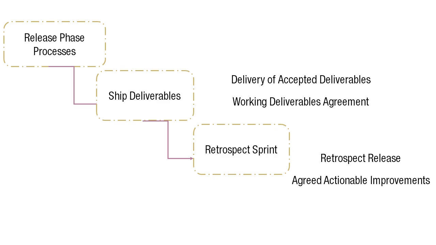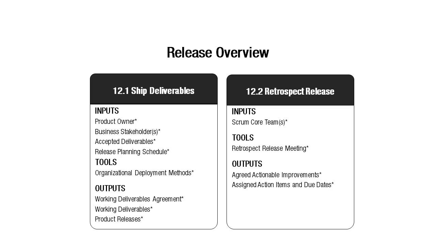The second process is retrospect release. In this process, which completes the project, organizational stakeholders and Scrum core team members assemble to retrospect release and identify, document, and internalize the lessons learned. Often, these lessons lead to the documentation of agreed actionable items to be implemented in future projects. We have a diagram here to show the mandatory inputs, tools, and outputs for processes in the release phase.